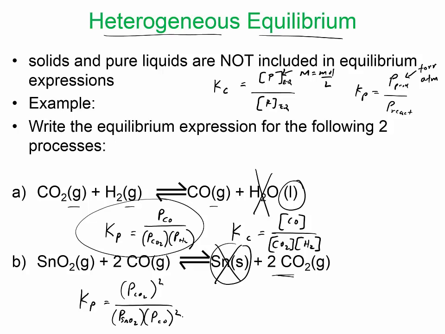All right, so let's try our last example here. Now that we know that gases can be involved in equilibrium, we have this concept where you can convert between Kp and Kc, and this is based on the ideal gas law. So if we write out our ideal gas law, PV equals nRT. Now, if we solve for pressure, we get n over V times RT.